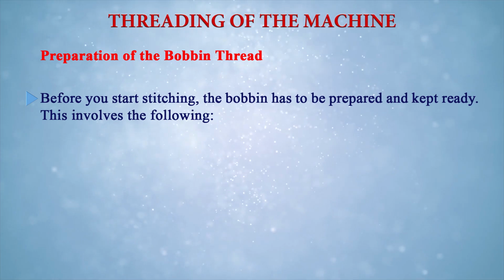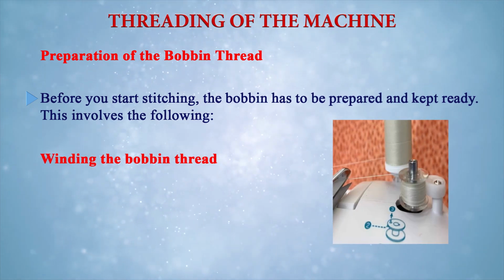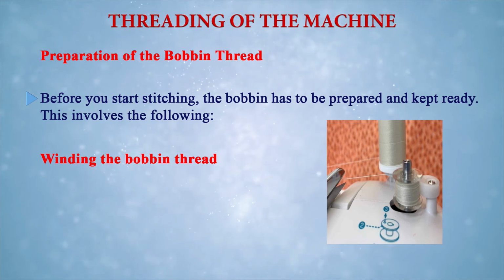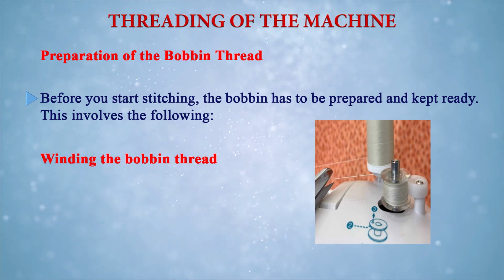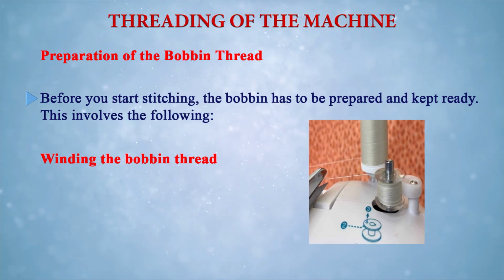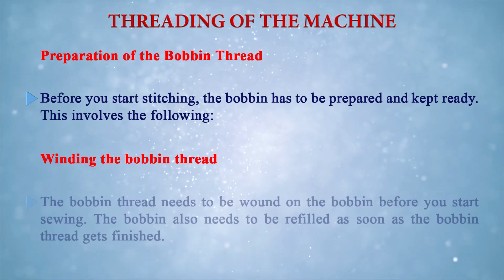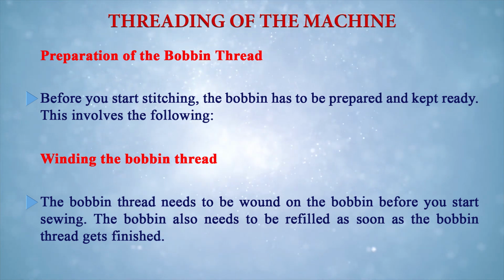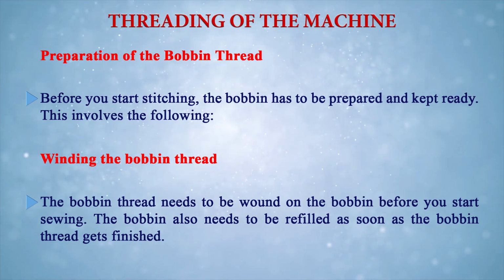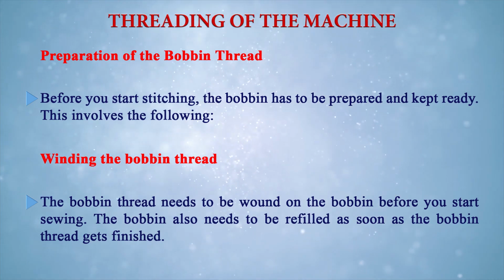First we do the winding of the bobbin thread. You can see in this picture how the bobbin and bobbin case look. There is one round part on which we wind the thread. The bobbin thread needs to be wound on the bobbin before you start sewing. The bobbin also needs to be refilled as soon as the bobbin thread gets finished.